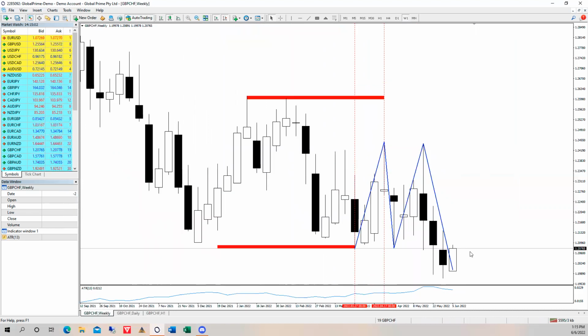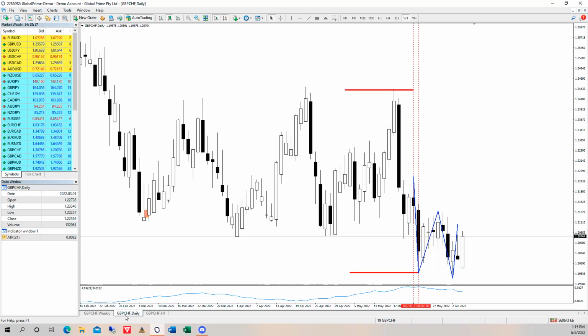Right, so on GBP Swiss, we did have the bearish breakout on the weekly time frame last week. You can see, even though we are very much the start of this week, just today it's pulled all the way back to what was support and now can be treated as a potential resistance level.